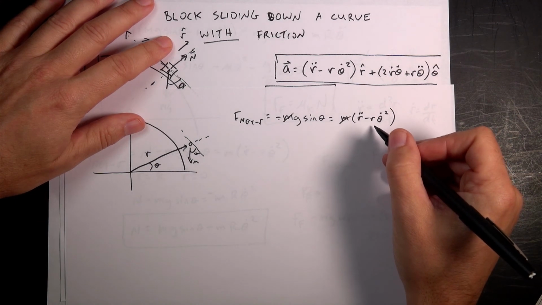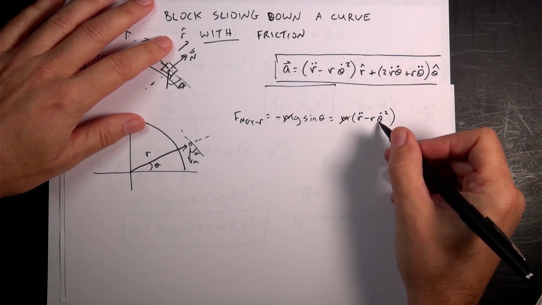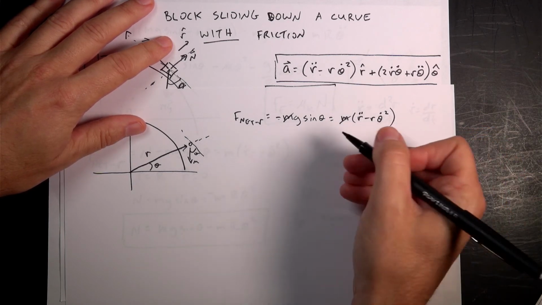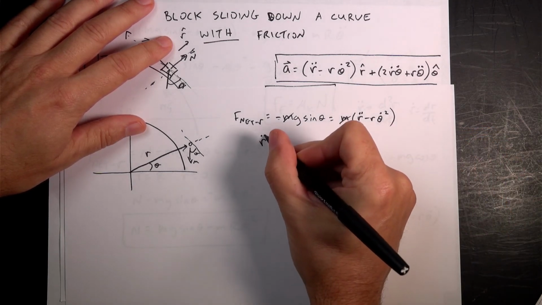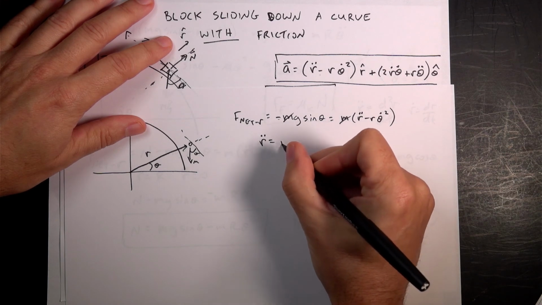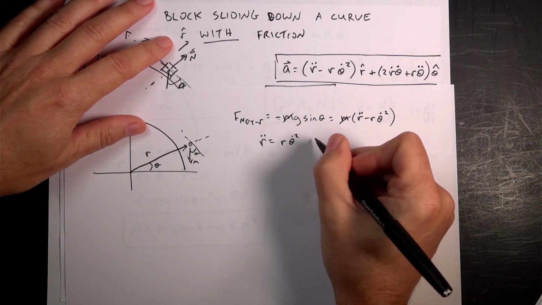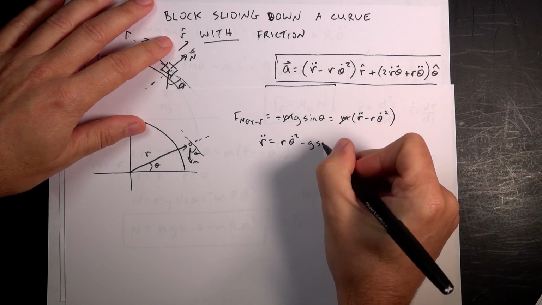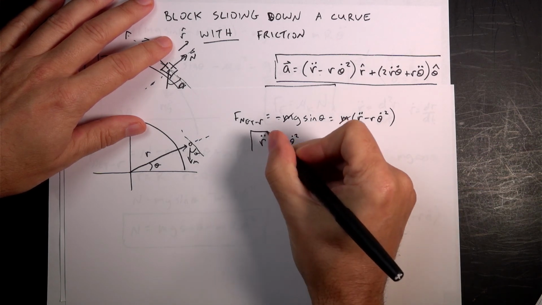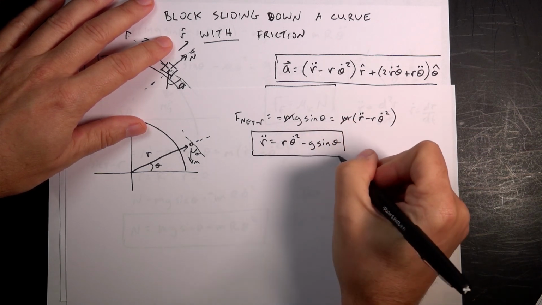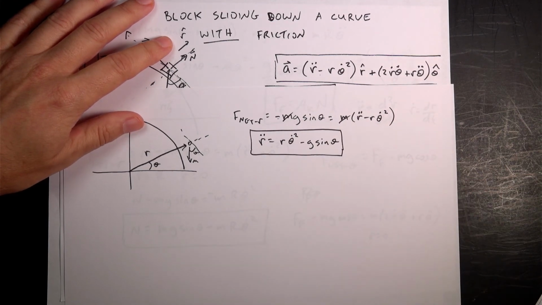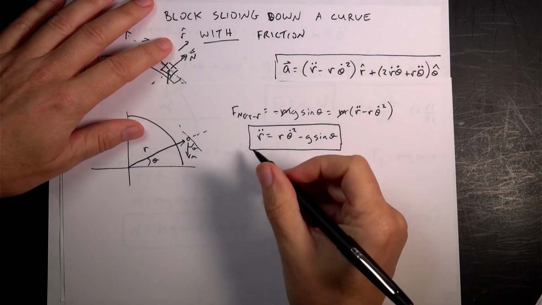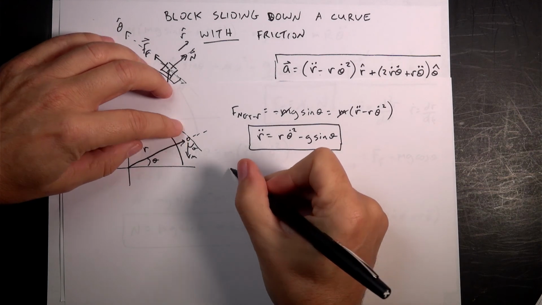Now, what do I want to do? I actually want to solve for r double dot. So I'm going to add r theta dot squared to both sides. I get r double dot equals r theta dot squared minus g sine theta. So that's my equation for r double dot. It's a differential equation. Now let's do the same thing for F theta.